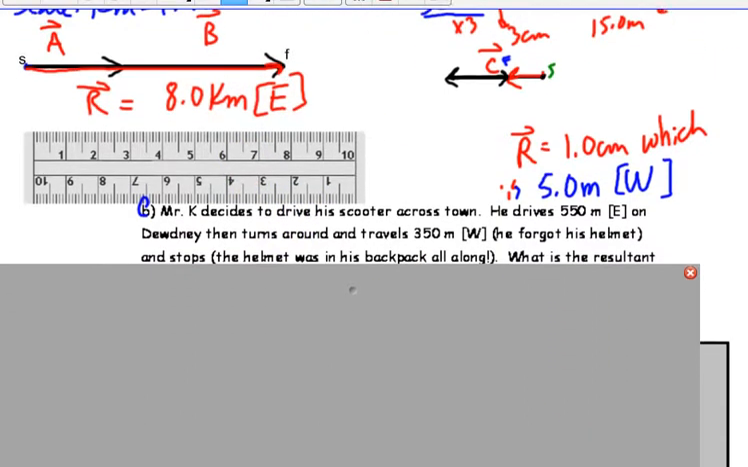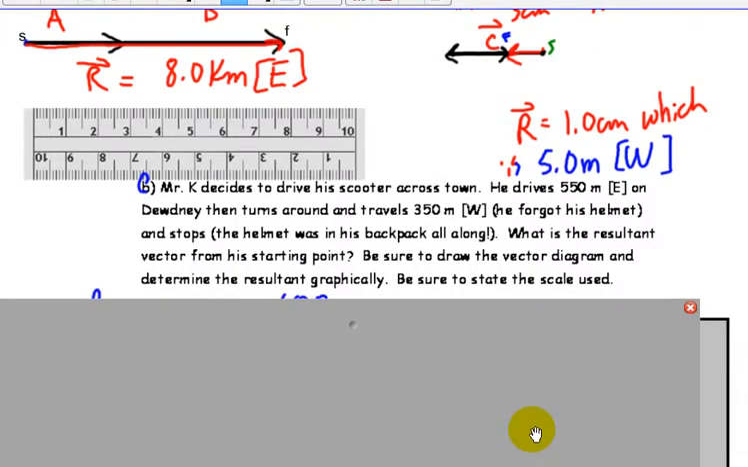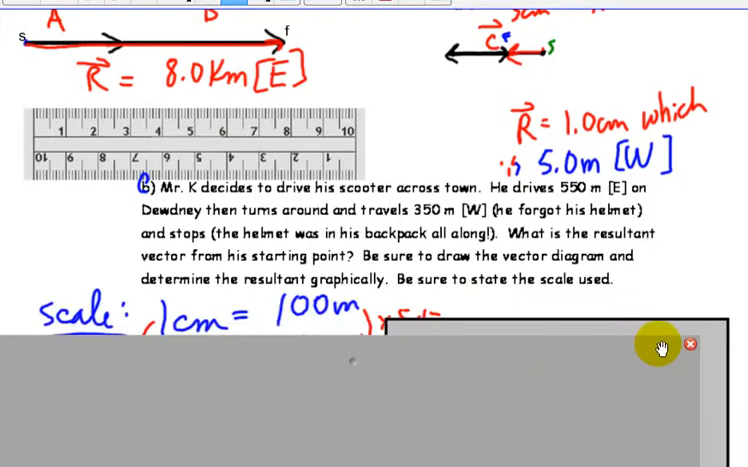Okay, let's look at another example here. So Mr. K decides to drive a scooter across town. He drives 550 meters east on Dudney, then turns around and travels 350 meters west because he forgot his helmet, etc., etc. What is the resultant vector from the starting point? Be sure to draw a vector diagram and determine the resultant graphically. State the scale used as well.